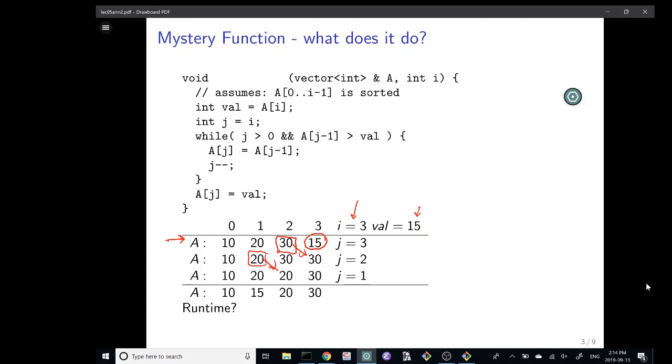In this case, when j gets down to 1, then it checks against the array location A0, this one, and it says, no, that one is smaller than 15, and so it falls out without doing any copying. And at the bottom, after it falls out of the loop right here, it copies value back into the array at location j. So that's where this 15 comes from, as it gets copied in. Okay? This is what the code does, and now, is it clear?